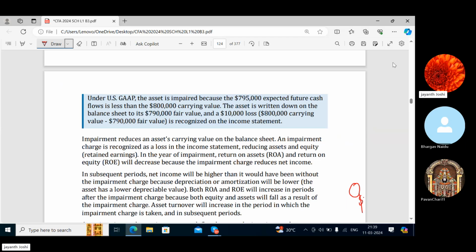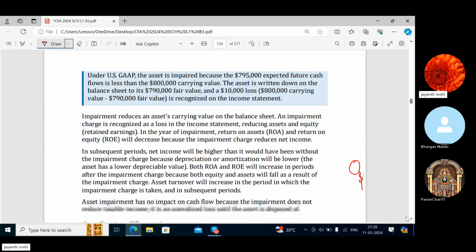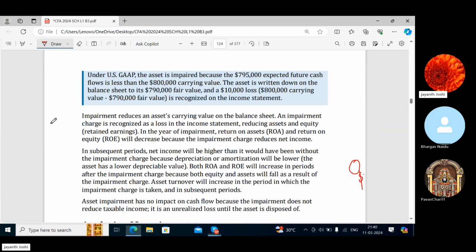That means when you sell the asset, of course, you are going to get some proceeds. So let's say you had an asset of $100, and after 5 years, the depreciation deducted was $50, and the asset is of $50.